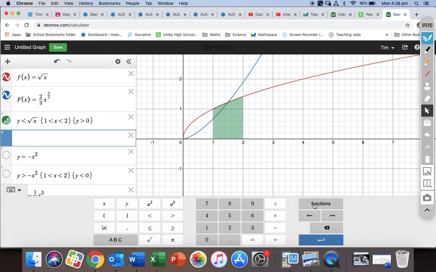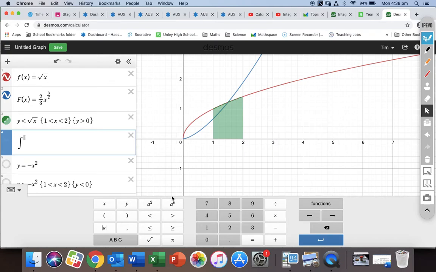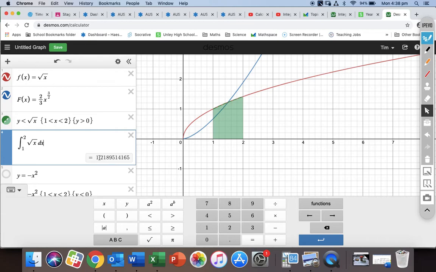What I've done is gone to functions. It comes up down the bottom of Desmos. You've got to click on this little keyboard. You go functions, you go integral. We're evaluating from x equals 1 up to x equals 2. We type in our function. It's square root of x. Make sure that you write with respect to x, and bang, there's the answer.